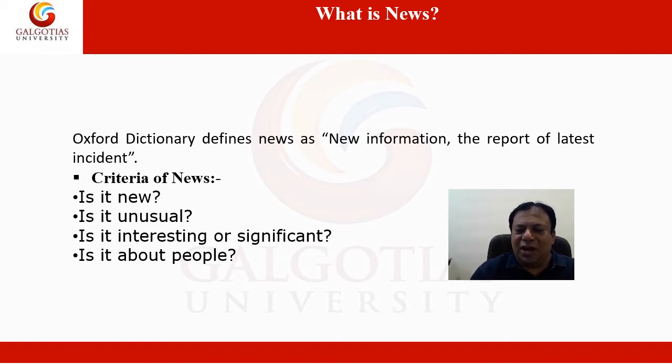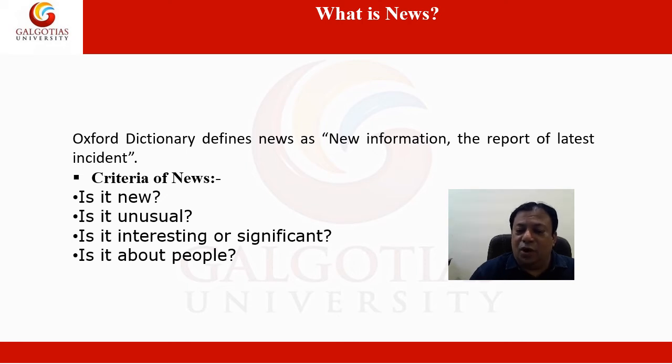And sometimes it happens that it should be unusual in nature. If anything is happening regularly, like electricity supply is regular, water supply is regular, but if there is any kind of irregularity, then it becomes news. Apart from it, it should be interesting in manner, or it should be significant. It means if it is not able to create any kind of interest or it is not significant with the story or idea, then it will not qualify the parameters of news.